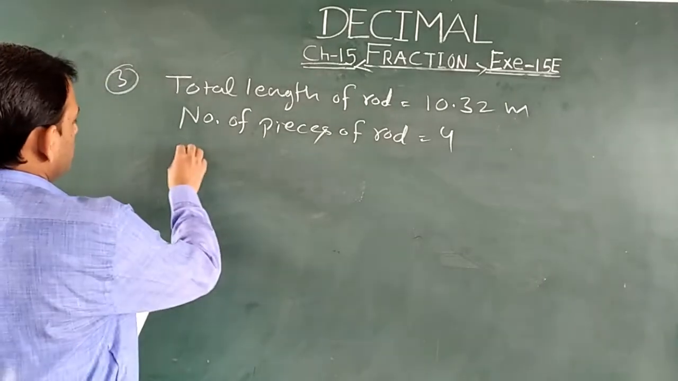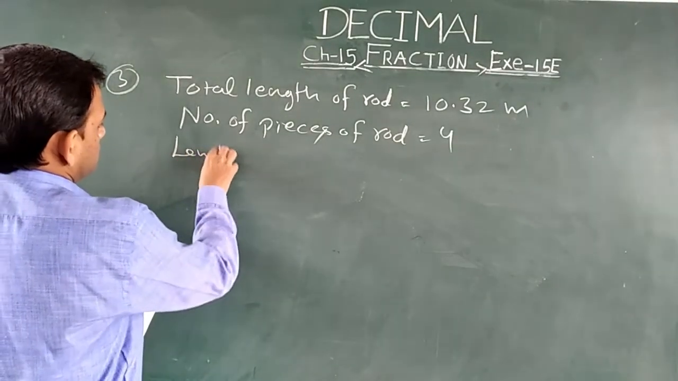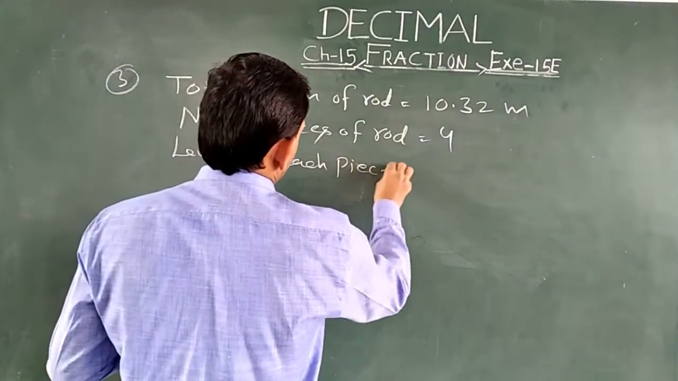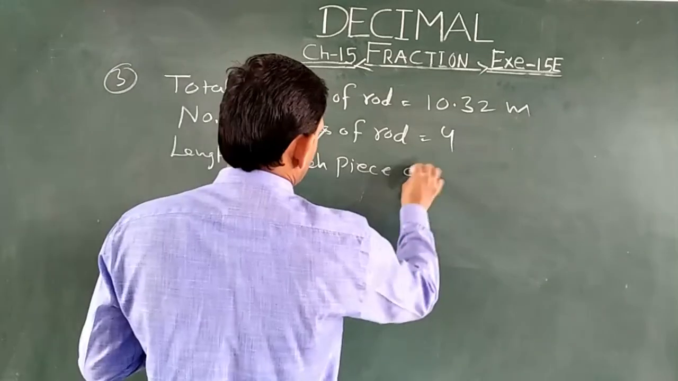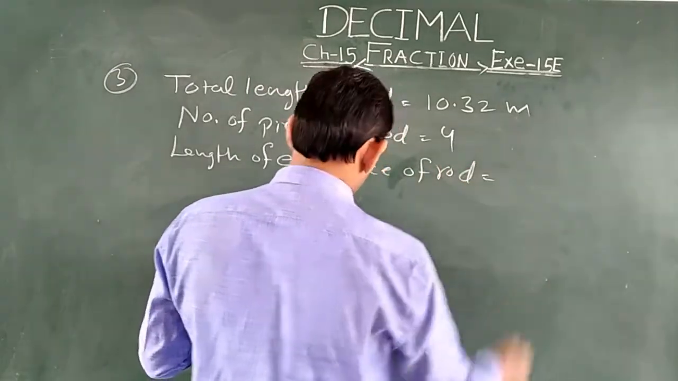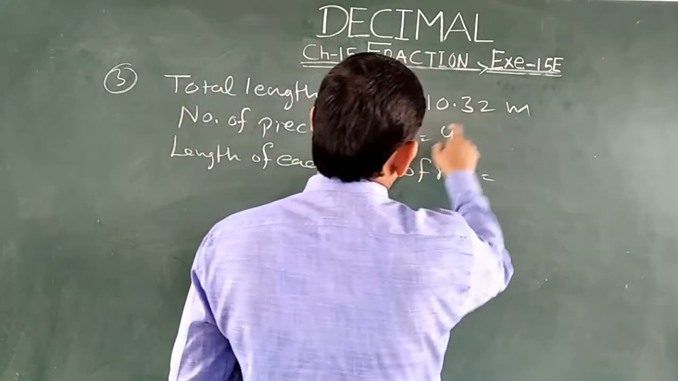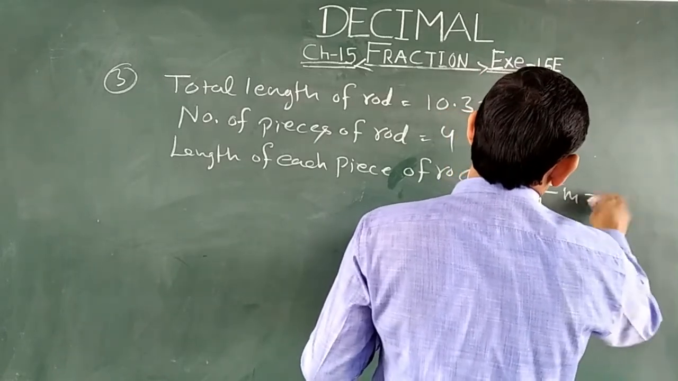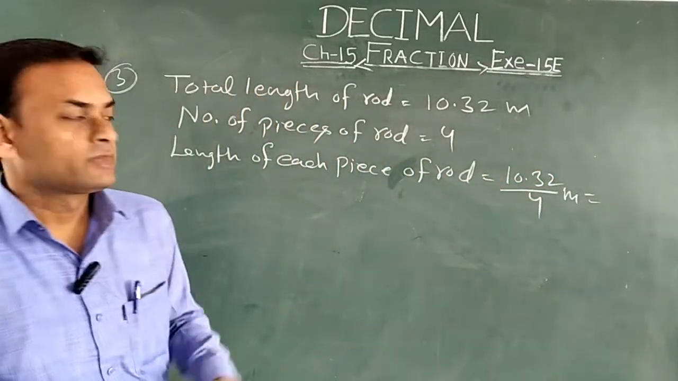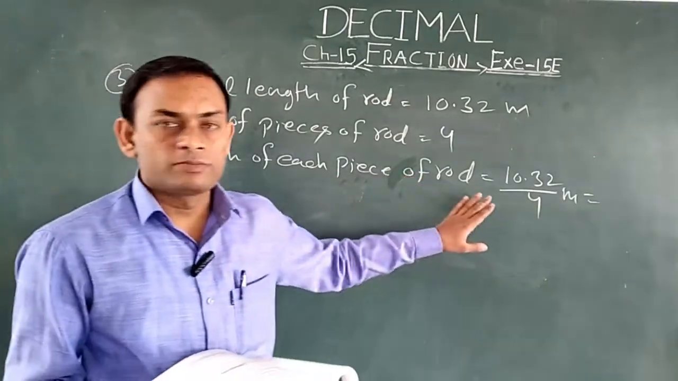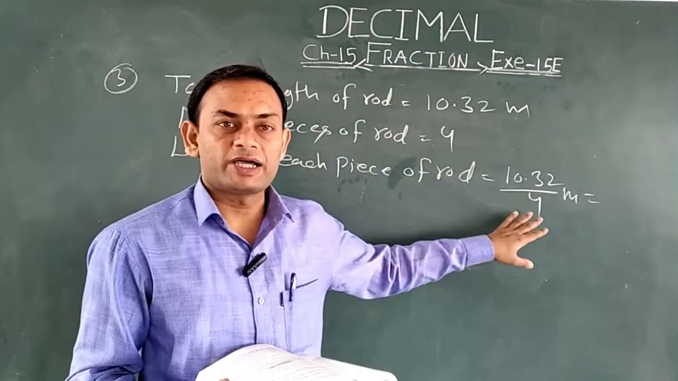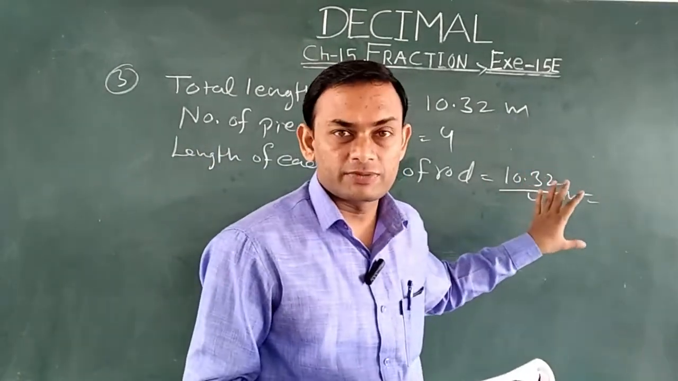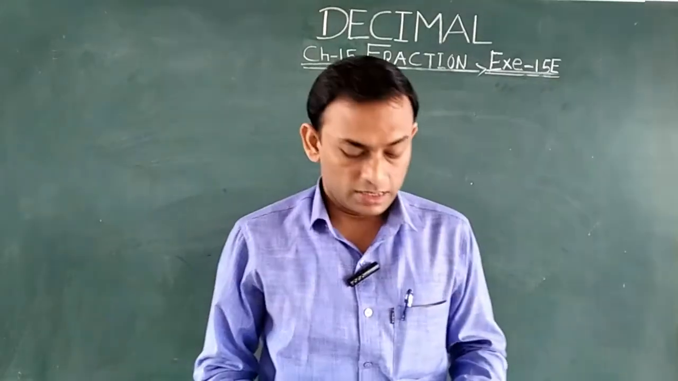So the length of each piece of rod will be, we will divide this by 4, 10.32 upon 4. When you divide it, you will get the length of each rod. Got it? I have told you how to divide decimal values in the previous video. Now I am telling you question number 5.